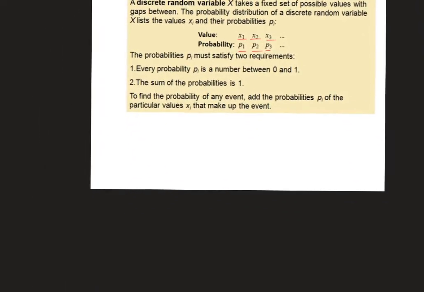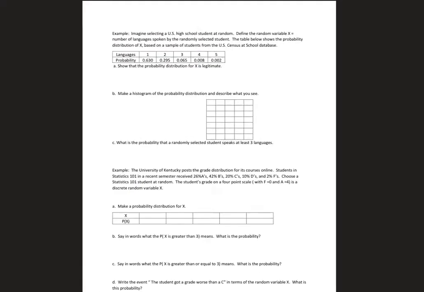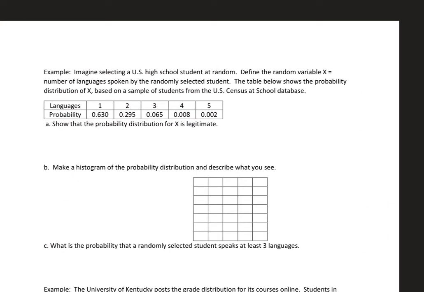All right, so let's take a look at one here together. Let's imagine selecting a U.S. high school student at random. We'll let X be the number of languages spoken by that particular student. The table below shows the probability distribution based on the number of students from the U.S. Census at School database. So we had 63% of students pretty much speaking one language, but 29.5% speaking two, and then we had a few speaking three, very little speaking four, and almost nobody, maybe one person speaking 5 languages.